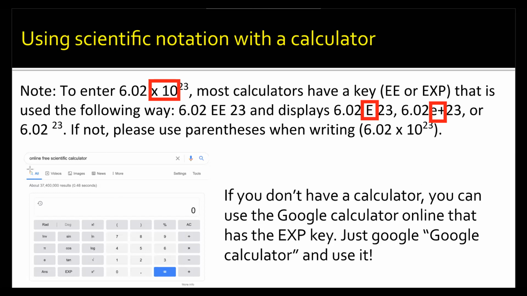In Google, again, if you just search online for a free scientific calculator, it should pop up with a good calculator to use. That EXP button, in case you're wondering, is right over there. But that's what you can use when you're entering.